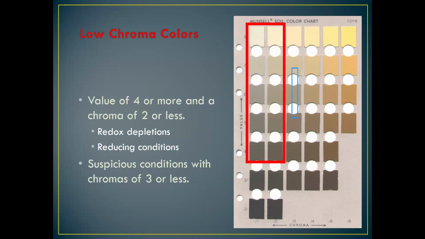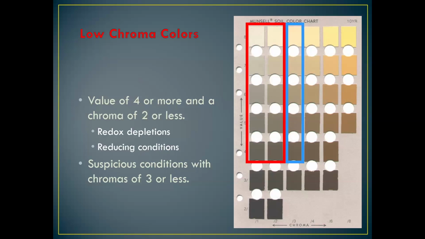And then if we have suspicious conditions with chromas of 3 or less, so I guess a yellow flag or a warning flag for these conditions, we may want to take a closer look at them. So when we're getting sort of the black and white kind of soils, we want to look carefully to see, are we having a reducing condition? Do we have some kind of redoxamorphic feature?